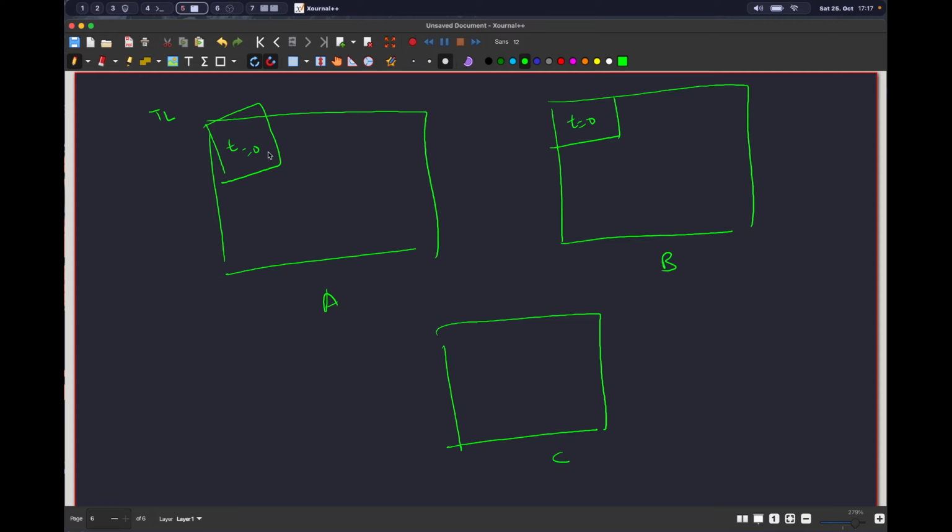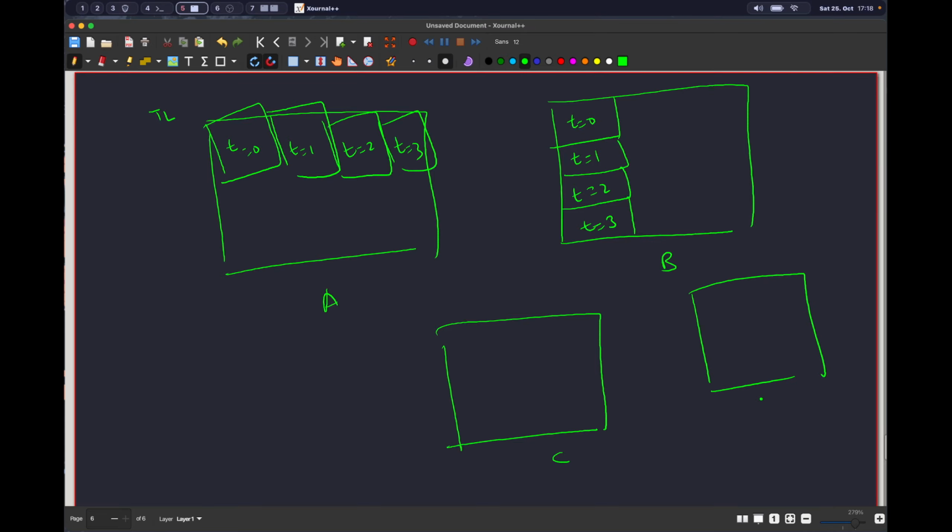In further loops, we will slide it. In A, it will slide in this direction. So t equals 1 will be this, t equals 2 will be this, then t equals 3. But in B, we will slide it vertically. t equals 1, t equals 2, t equals 3, right? But what you need to remember is in each tile, so this is a tile.